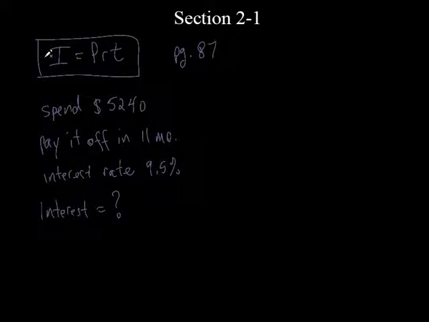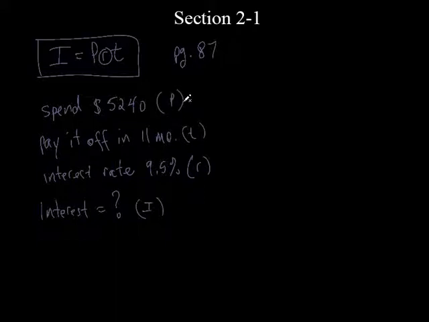Which one of these numbers is a percentage? The rate. Rate is a percent. So the interest rate is 9.5%, and that's our R. The interest, which one of these up here is the interest? The I. She's going to pay it off in 11 months. What is that up here? It's time. And she's going to spend $5,240. This is how much money she wants to spend on this, and that's your principal.